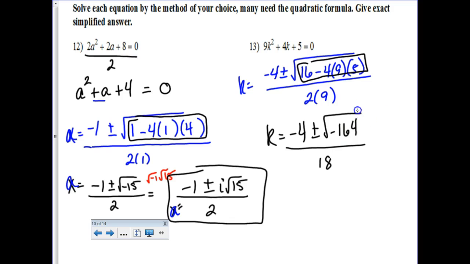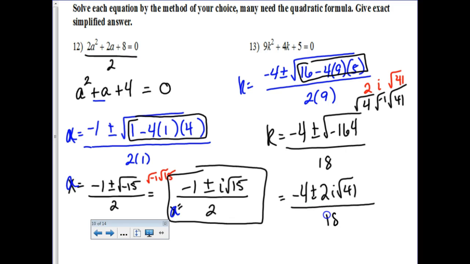All right, so for negative 164, the way I want you to think of it, pull out the squared term first, put the negative 1 in the middle of it, and then the leftover part at the end. That's a nice way to break down complex radicals like this. So square root of 4 is going to become a 2. So this is a 2, this is an i, and then the square root of 41 is just going to remain. So we have negative 4 plus and minus 2i square root of 41. All of it over 18.